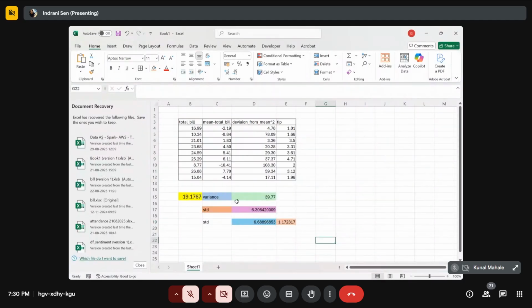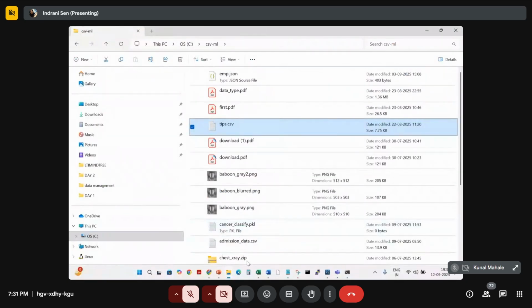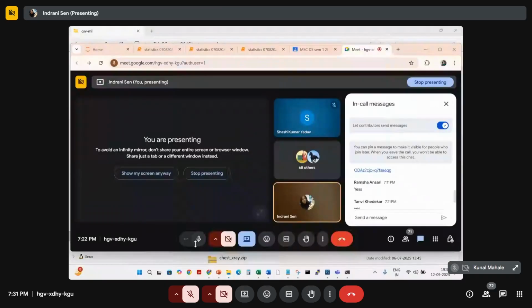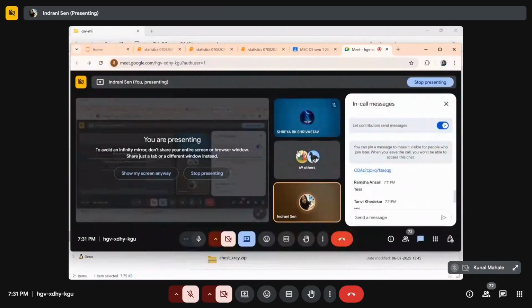Is it clear? So we can say that the variance of the total bill column is much more than the variance of the tip column. So total bill is a much more powerful column which is going to contribute a lot towards the prediction. Is it clear now? Any question you have? Are you able to hear?